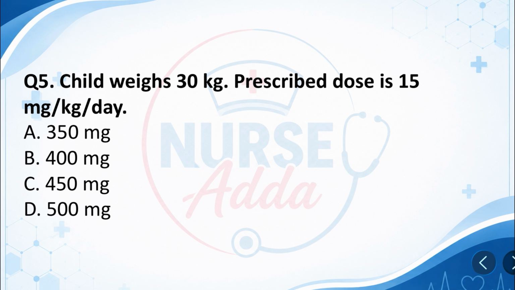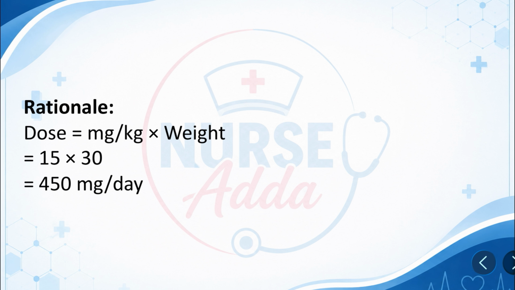Question number 5. Child weighs 30 kg. Prescribed dose is 15 mg per kg per day. Answer is 450 mg. So here is the equation. Dose equal to mg per kg into weight. So mg per kg here is 15 and the weight is 30. So the prescribed dose is 450 mg per day.